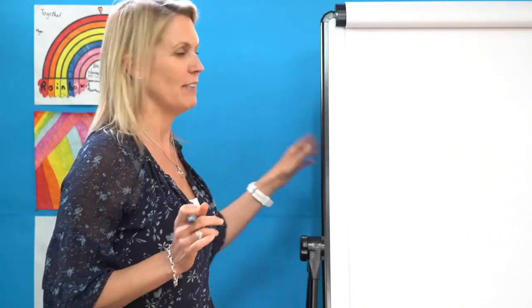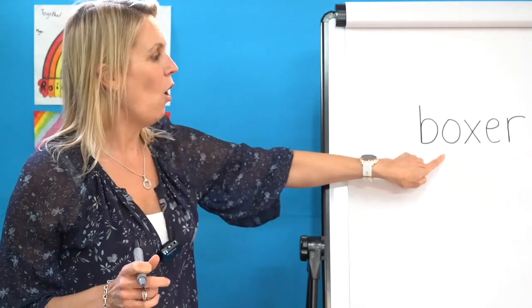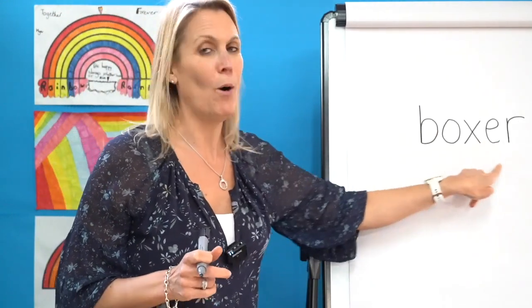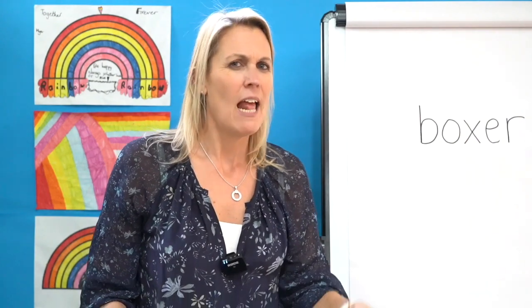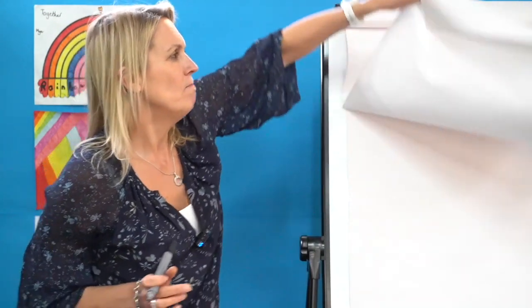Say the word. Say the sounds. Write it down. And don't forget the digraph. Are you ready? Let's check our spelling. B, ox, boxer. Did you get it right? Well done. Let's have a go now at spelling some tricky words.